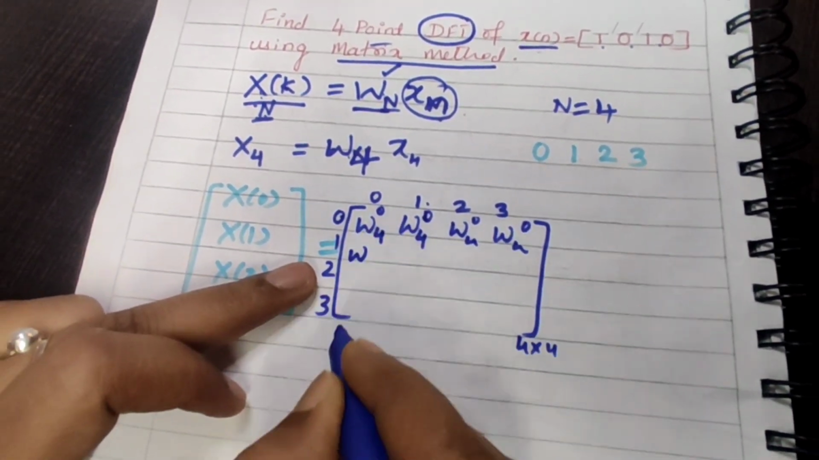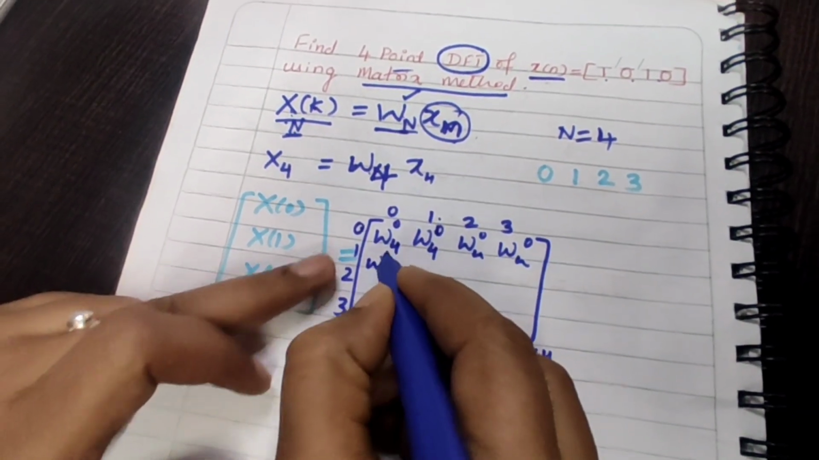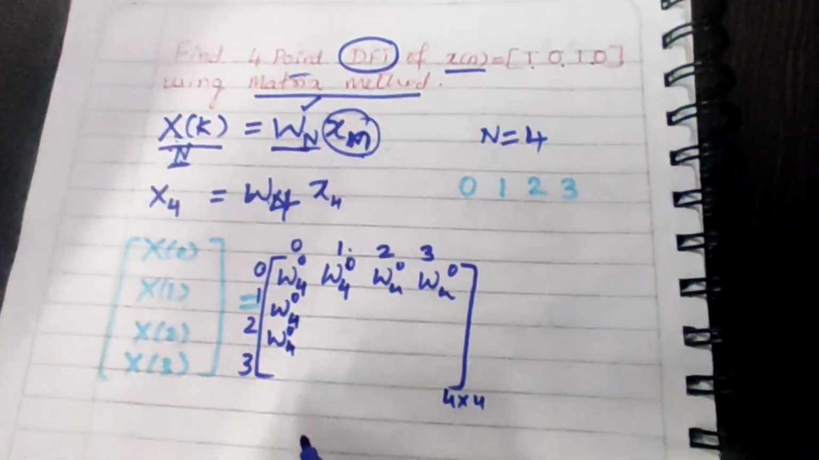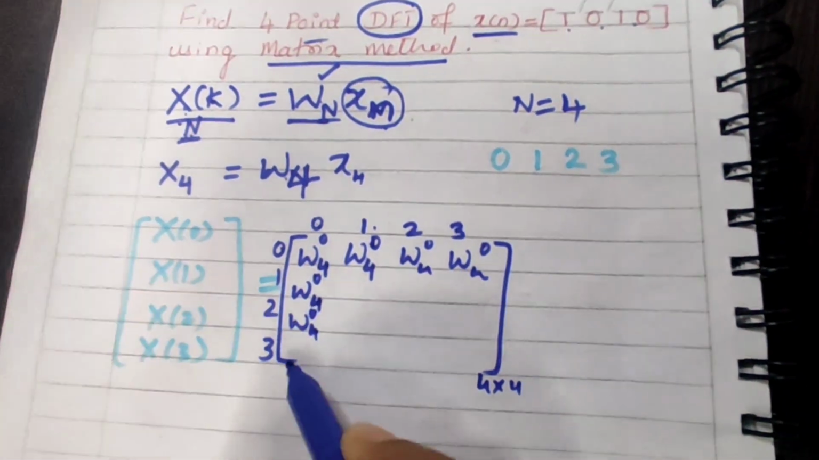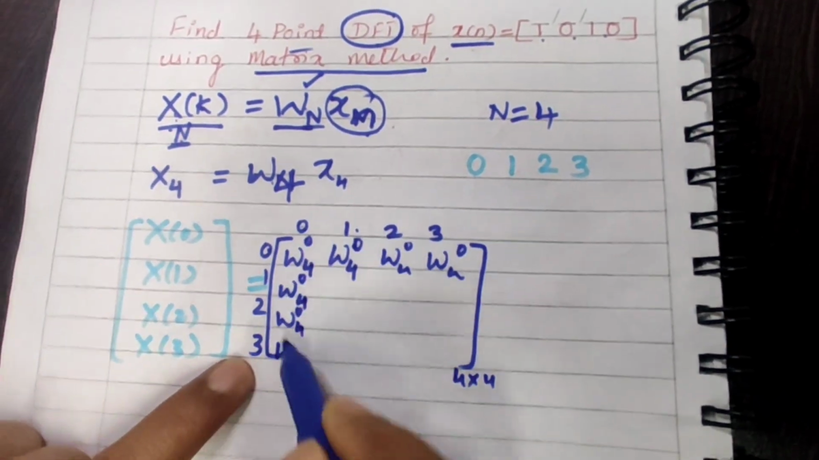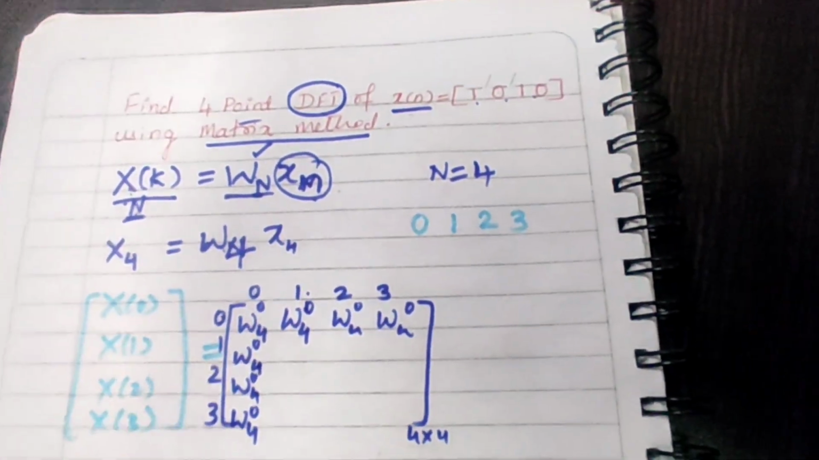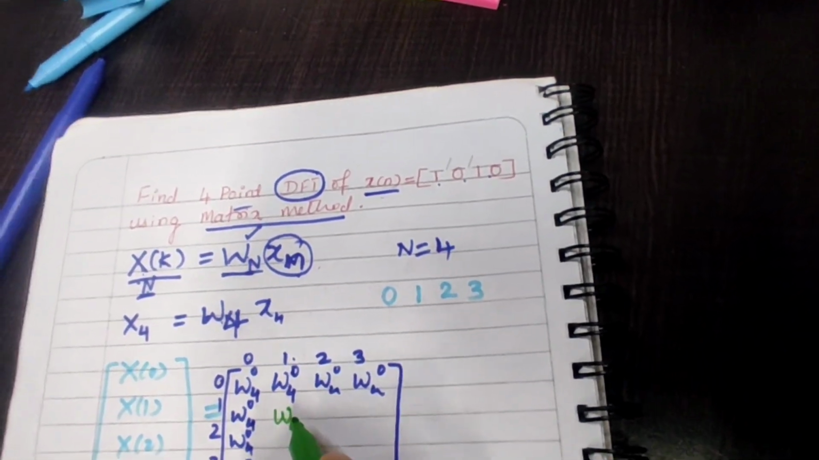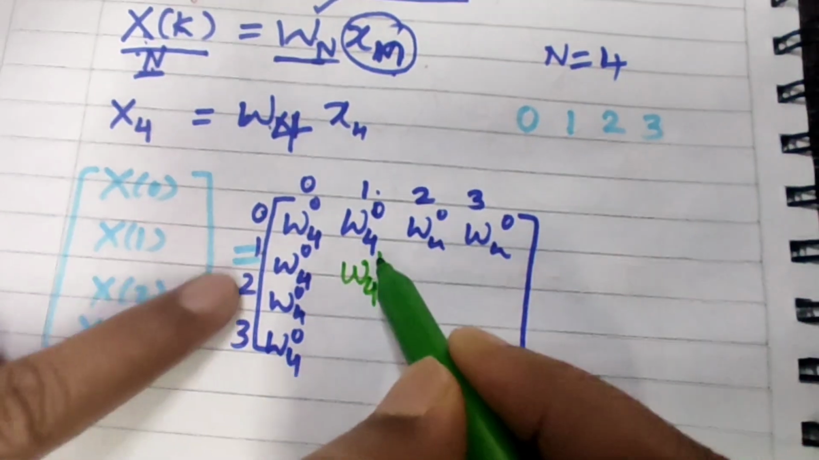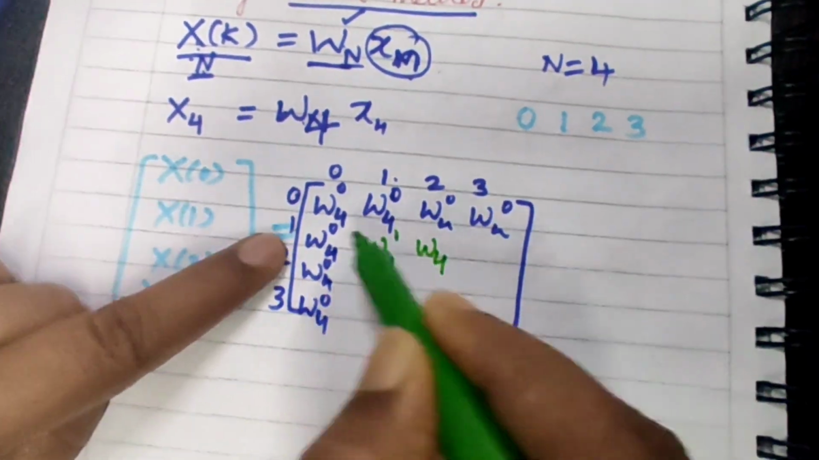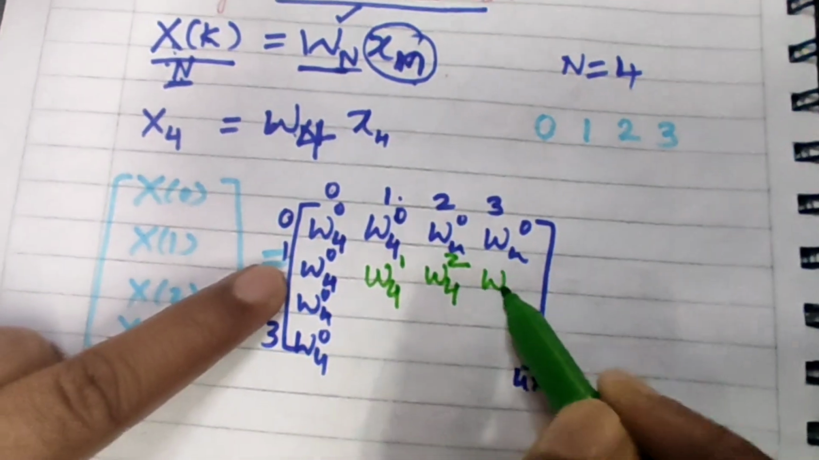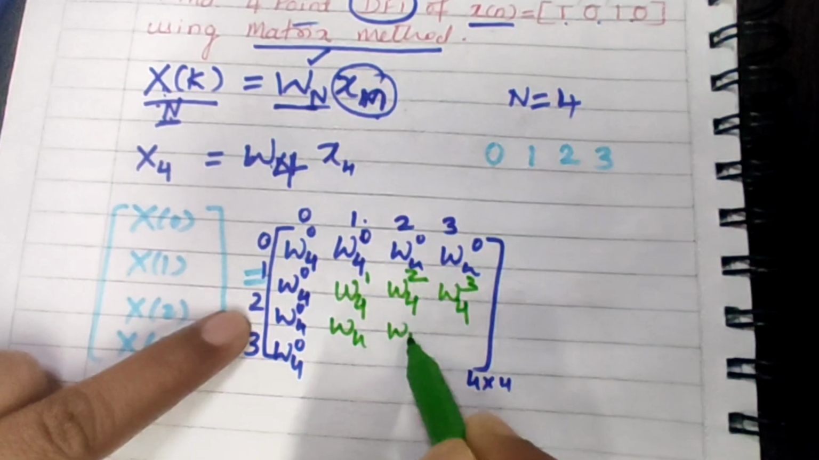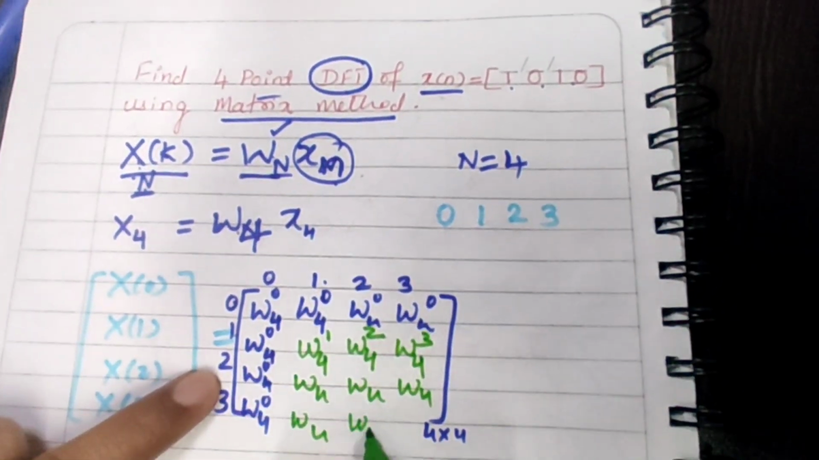Similarly, if you write column-wise, it will be W4 raised to 0 because 0 into 1, and W4 raised to 0 because 0 into 2, and W4 raised to 3 into 0 is again 0. Further, these things come in this way. W4 into 1 into 1 is 1, 1 into 2 is 2, 1 into 3 is 3, and then for 2 we write W4, which is common for all the sections.